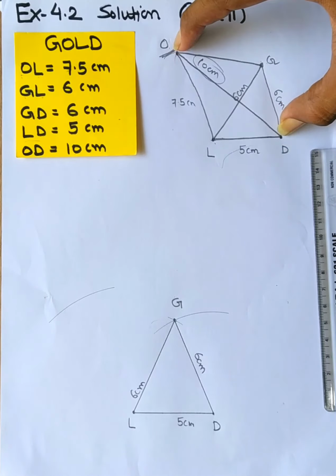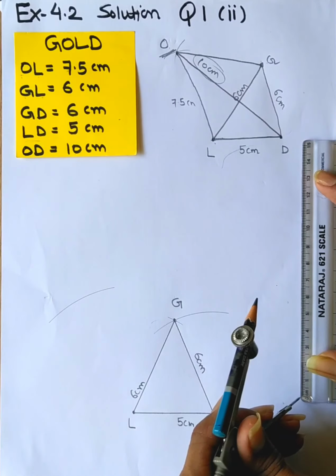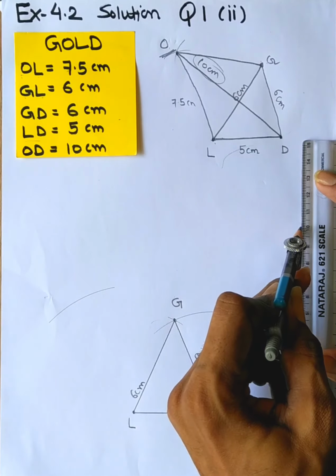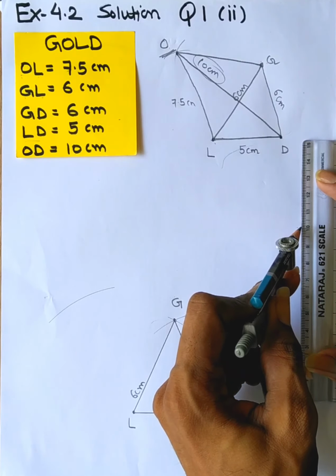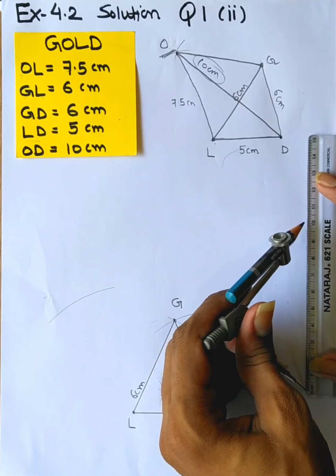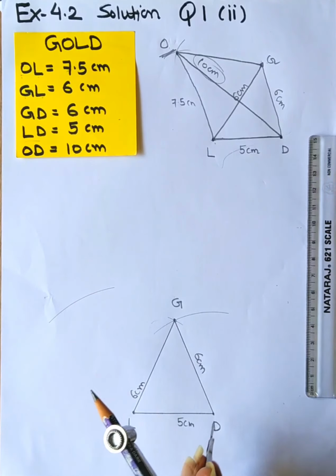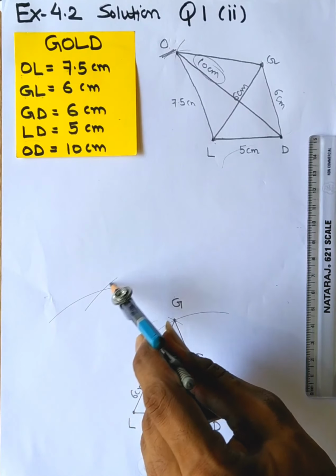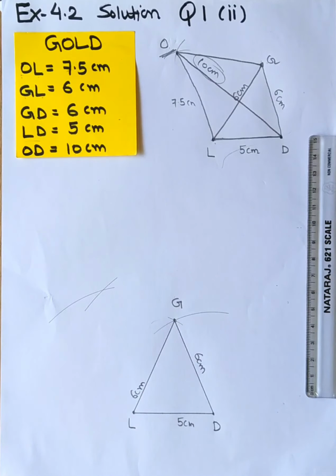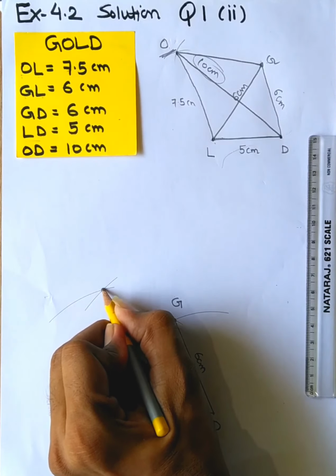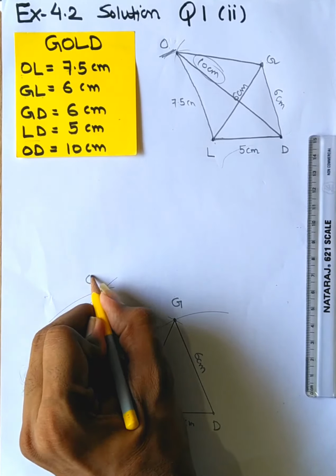You have to take 10 centimeter. So from 0 to 10 centimeter. Hold the compass very properly as it is a lengthy measurement. So from D, very carefully you intersect the previous arc. Now these two arcs here you can see are intersecting. So the intersecting point is our O.